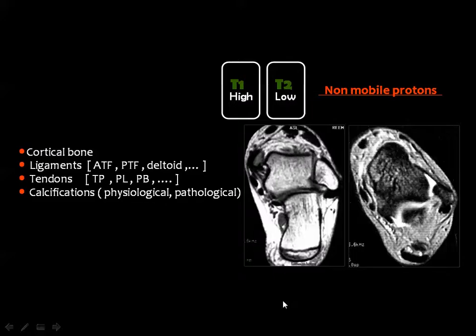Okay, and you know from the previous lectures that the structures that show low signal in the T1 and low signal in the T2 weighted images include the cortex of the bone, ligaments and tendons, and calcification, because they have no mobile protons. I am sorry for this mistake, this should be low.